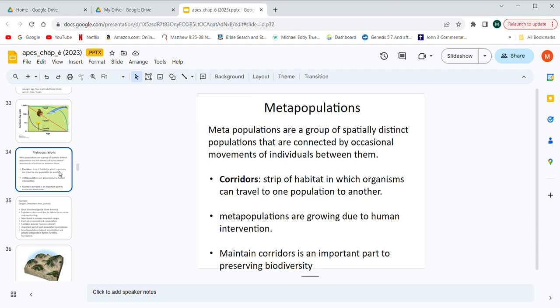So we were talking about survivorship curves, and I wanted to talk about metapopulations. A metapopulation is a group of spatially distant populations that are connected by occasional movements. Guys, I know that you can read that definition, but let me give you a better understanding of what that is.